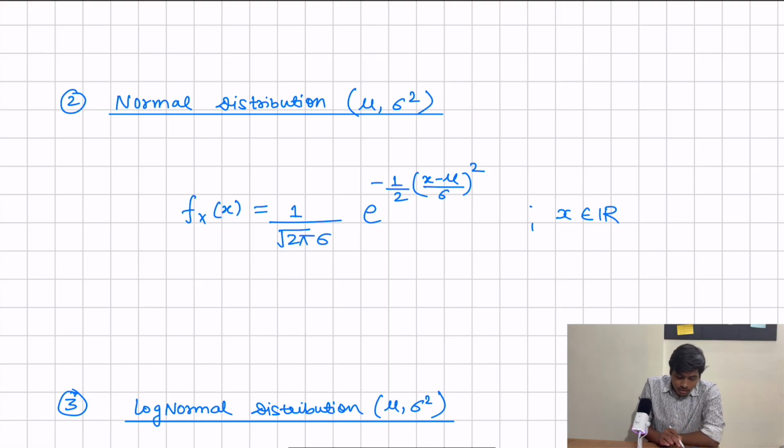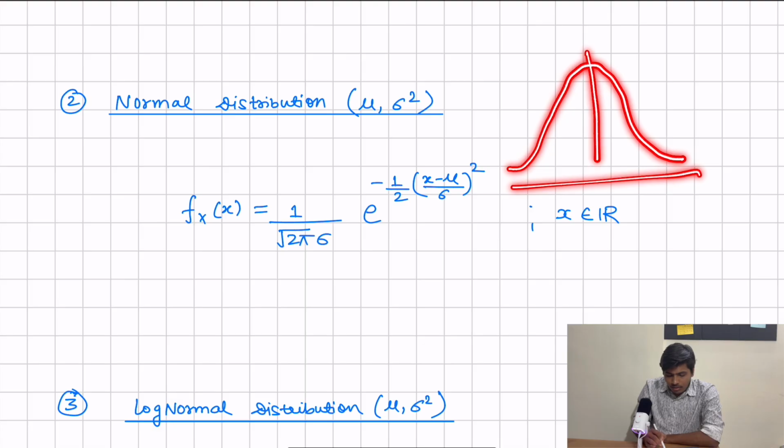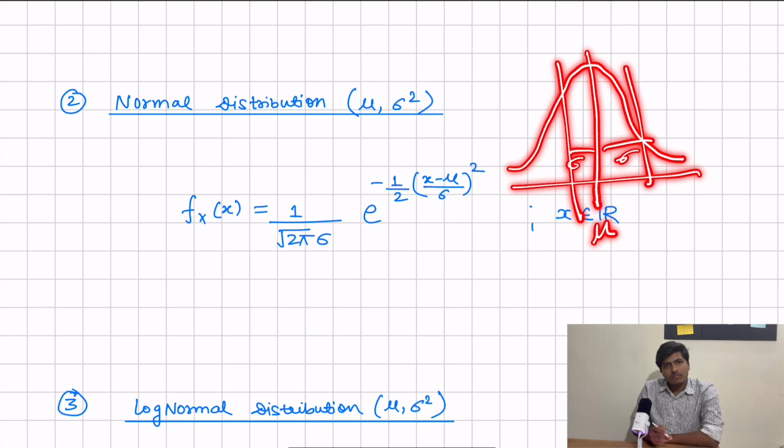It is written as f of x equals 1 by square root of 2 pi sigma times e raised to minus half times ((x minus mu) by sigma) whole squared, and x belongs to the whole real line from minus infinity to infinity. I am sure that you must know about this distribution. It has a bell-shaped curve with mean mu and standard deviation sigma, right?